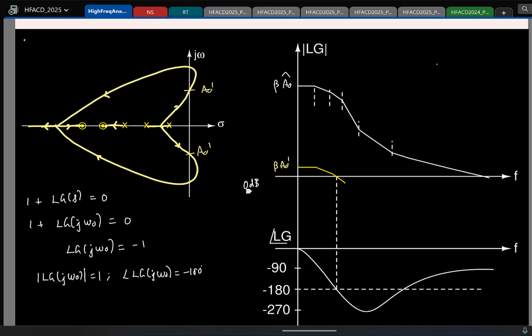Now let us say you keep increasing the DC gain here in the root locus. The poles are in the RHP, and what happens if you keep increasing further? If I keep increasing beyond A0 prime, the poles are in the RHP, but if I keep increasing it further, they start to enter the LHP. So this is the other boundary. Let us say A0 double prime.